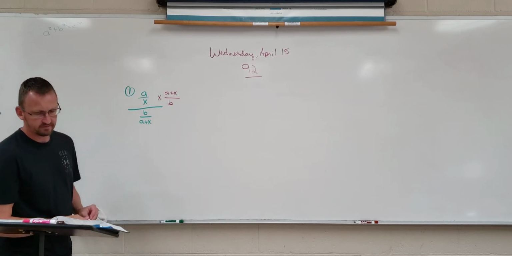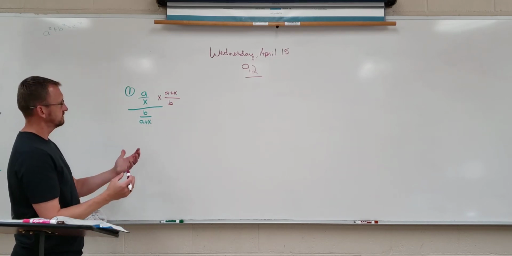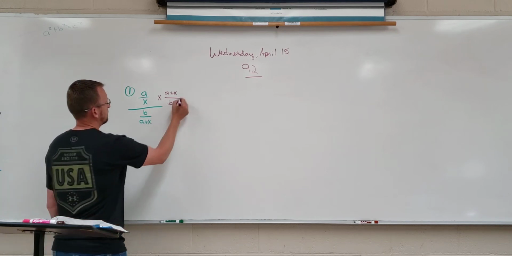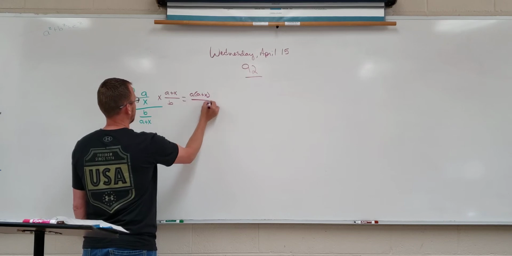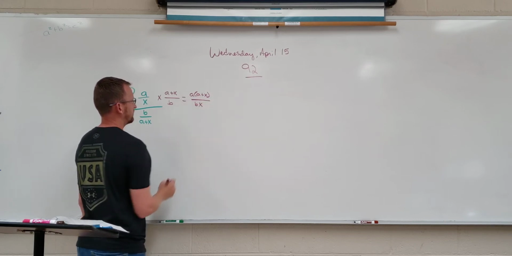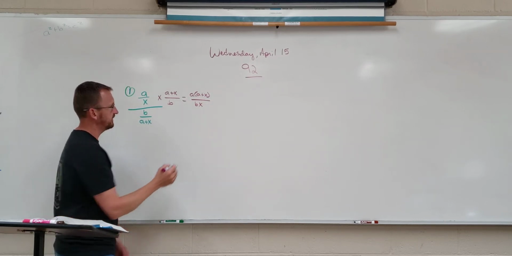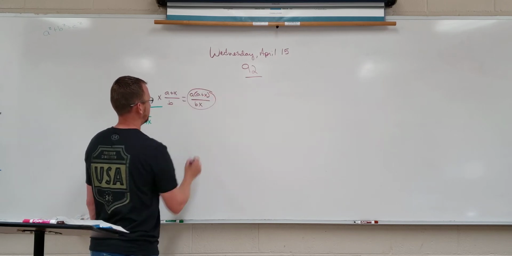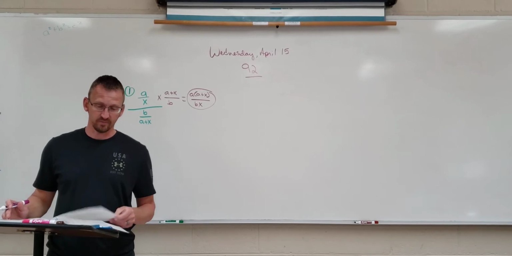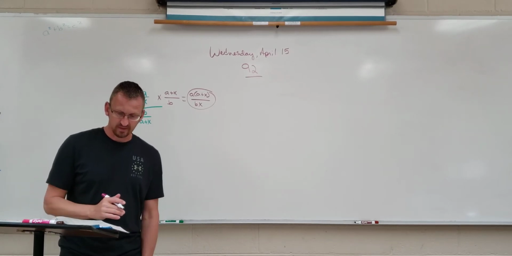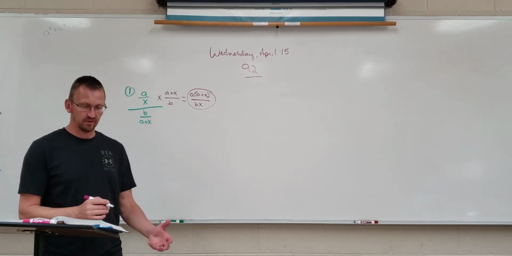So it looks like this. And we simply multiply: a times a plus x over bx. There's nothing you can cancel out, nothing to simplify. That is the answer to example 1. And in some cases, some of them simply are that simple.